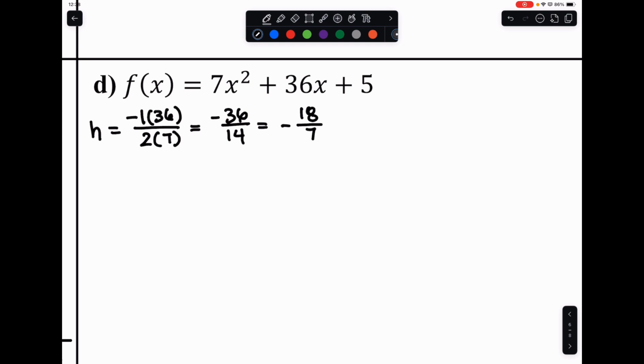-18 over 7. I don't recommend using the decimal format of this one, because the decimal would be 2.571428, and then it starts to repeat itself: 571428, 571428, and so on. So you have that number that gets repeated over and over again. So I'm not going to use that. I'm going to use the fraction instead.